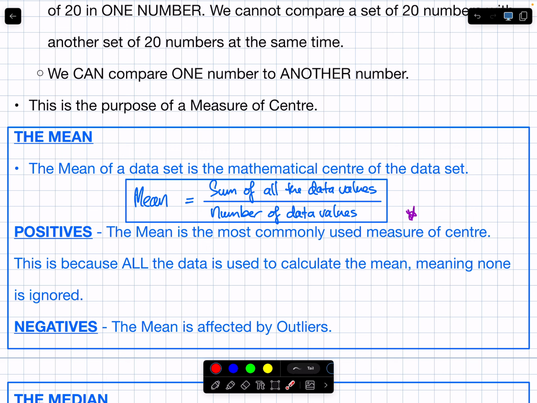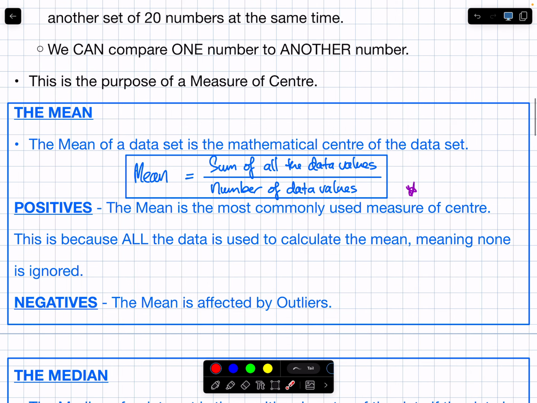So why do scientists and mathematicians like the mean as your measure of center? It's because we use all the data in the calculation of the mean. If I'm adding up all of the data values, is every bit of data being involved in that? Yes, it's part of it. Meaning you're not ignoring any of the data. The problem with the mean is it's heavily affected by outliers. So can you get those 2 points about why we use the mean? And I'll give you an example for what I mean by being affected by outliers.